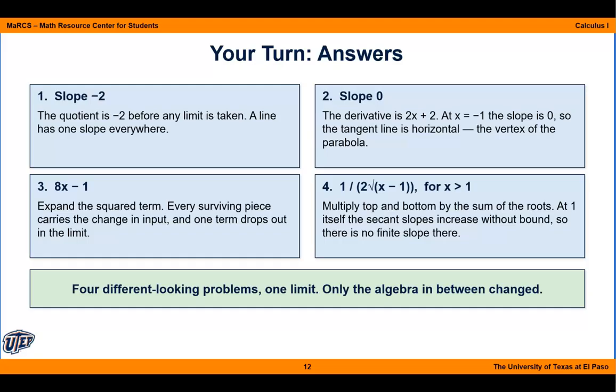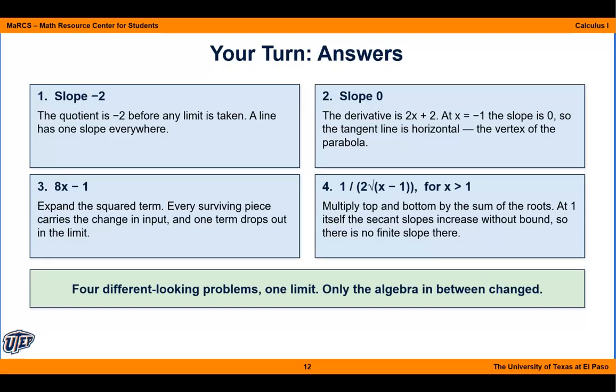Let's check the answers. For problem 1, the slope is -2. The difference quotient is already -2 because a straight line has the same slope everywhere. For problem 2, the derivative is 2x plus 2. At x equals -1, the slope is 0. So the tangent line is horizontal at the vertex of the parabola.